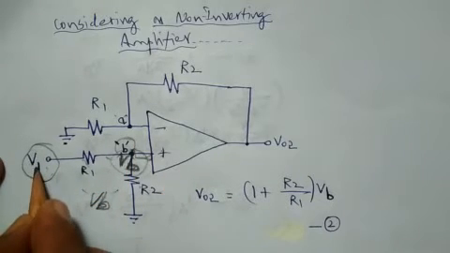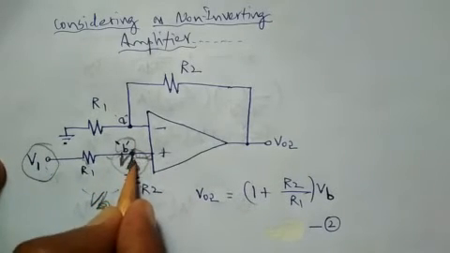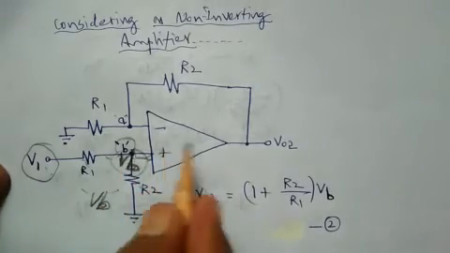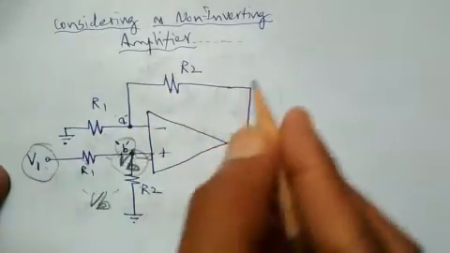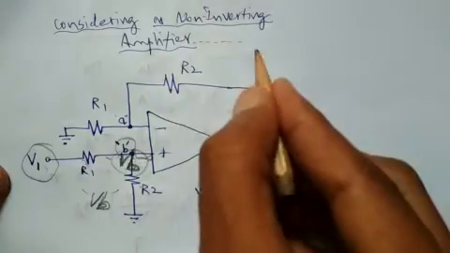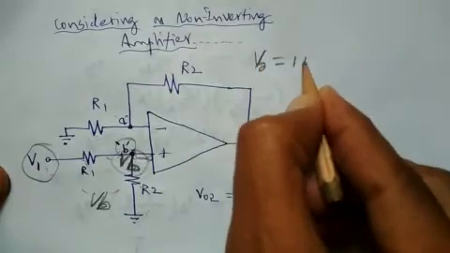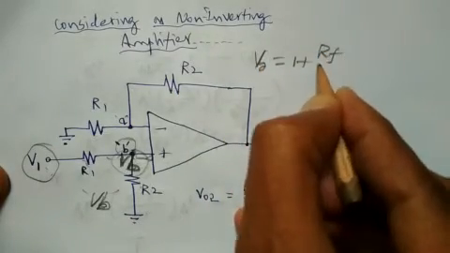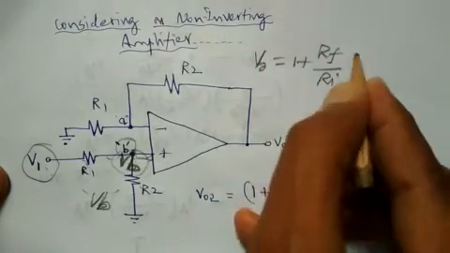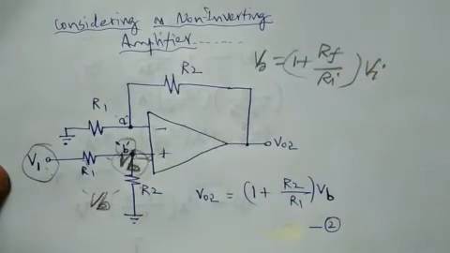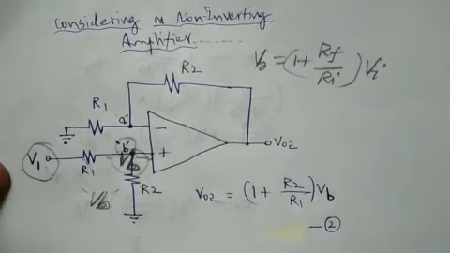But originally it is V1, but it has been converted as VB and supplied to the positive terminal. So by considering this as a non-inverting amplifier, we know that Vout equals 1 plus feedback component divided by input component, into the input. This is the actual formula for finding the output of any non-inverting amplifier.